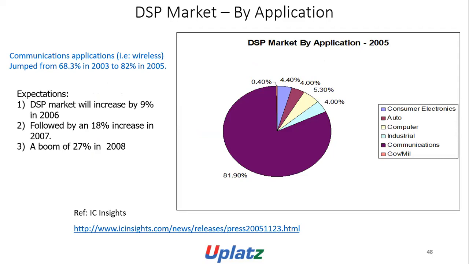Audio is around 4%, consumer electronics around 4.4%, computer around 5.3%, industrial around 4%, communication around 81.9%, government military applications around 0.4%. IC Insights is a reference. You can click the link to get more information.